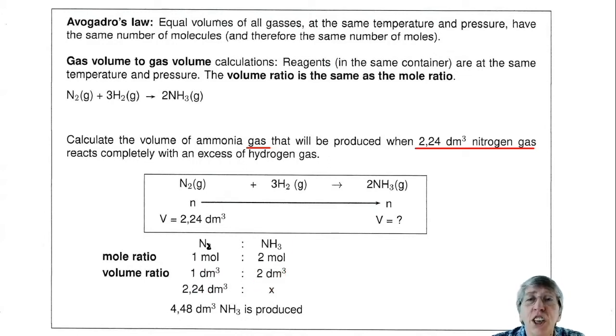So the mole ratio is the same as the volume ratio, but remember that is only true when we're working gas volume to gas volume. So this is the exception. If you're going gas volume to gas volume, you don't need to convert to moles first because the mole ratio and the volume ratio are exactly the same. So you don't need to convert. You can go straight from mole ratio to volume ratio. And then if I've got 2,4 of this, I'm looking for that one. Cross multiplication is actually just times 2. And I end up with 4,48 cubic decimeters of ammonia that is produced.